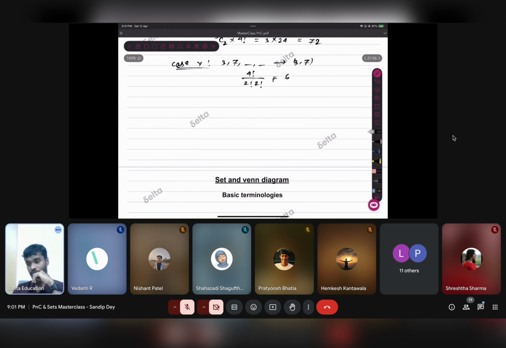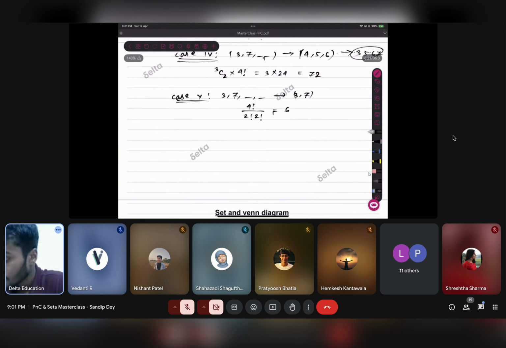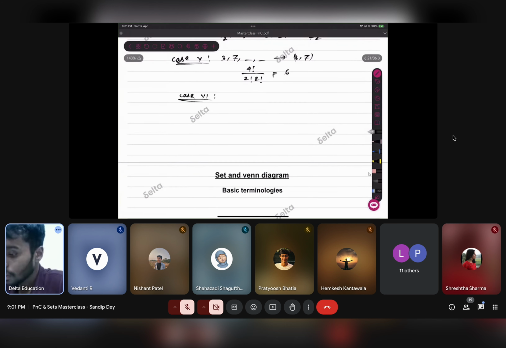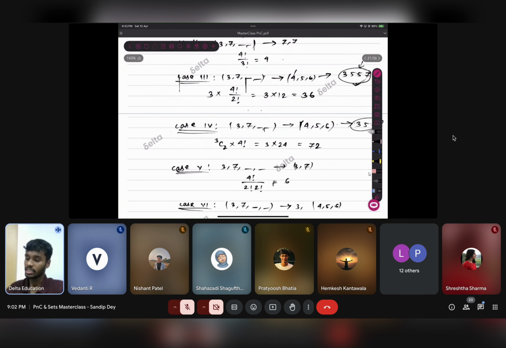Then are there any cases remaining? Yes, there are, just as someone in the chat said. Okay, so let's see that case now. Let's say I have another case where I have 3 and 7 common, and 2 places which I need to fill. I am saying that one place I am going to fill with 3, right? And the other place I am going to choose from 4, 5, 6, a number from 4, 5, 6. This is one of the possibilities that we haven't considered yet.